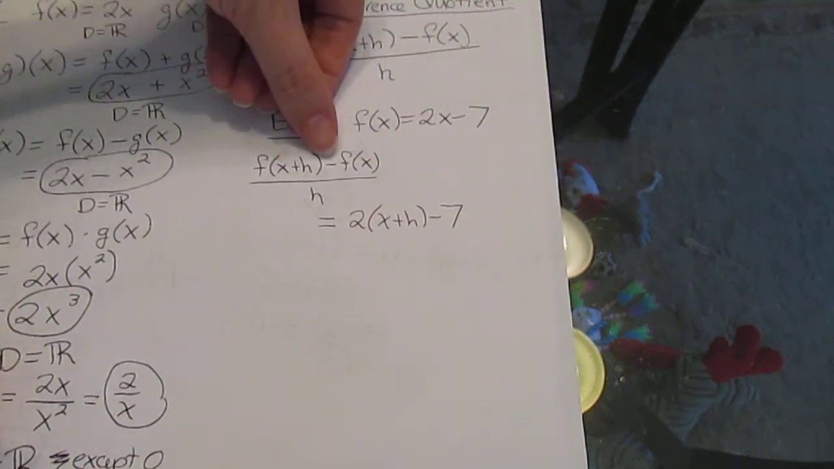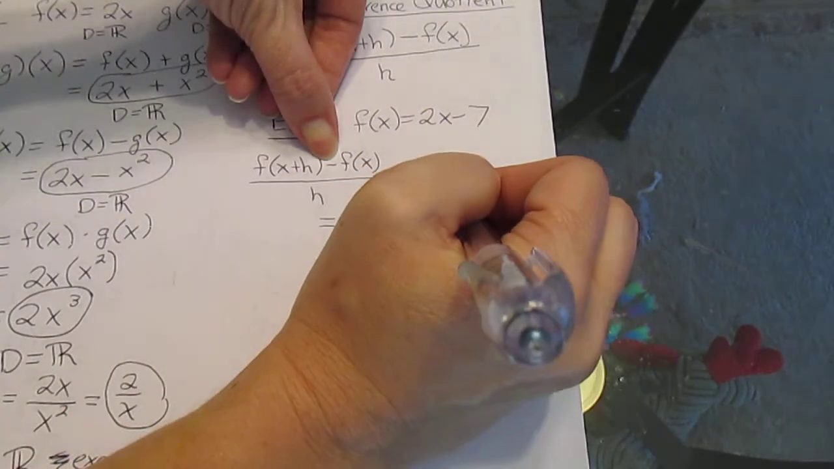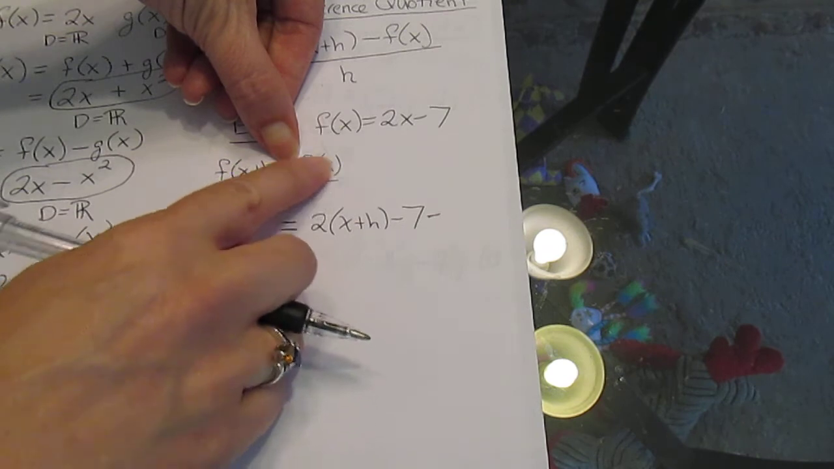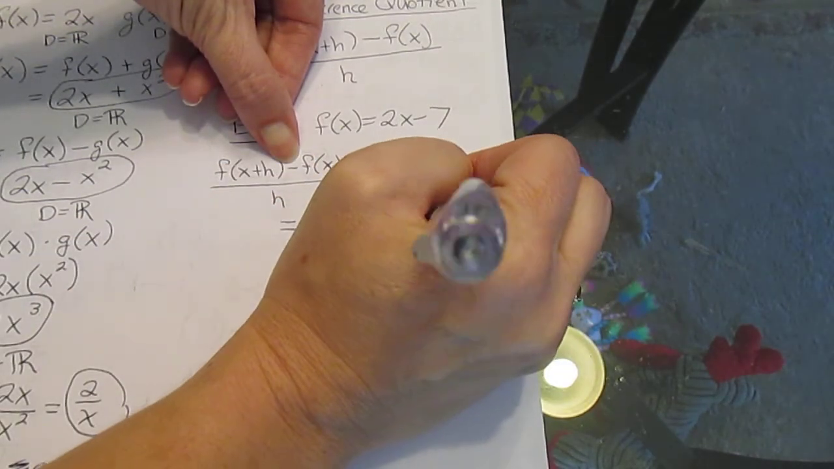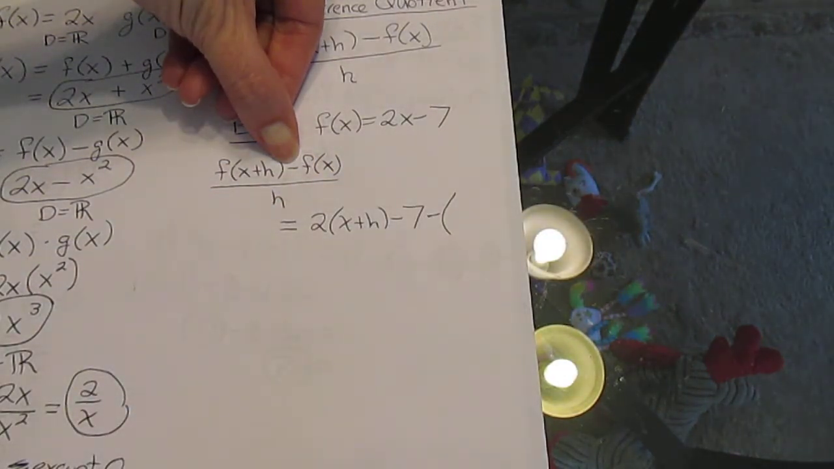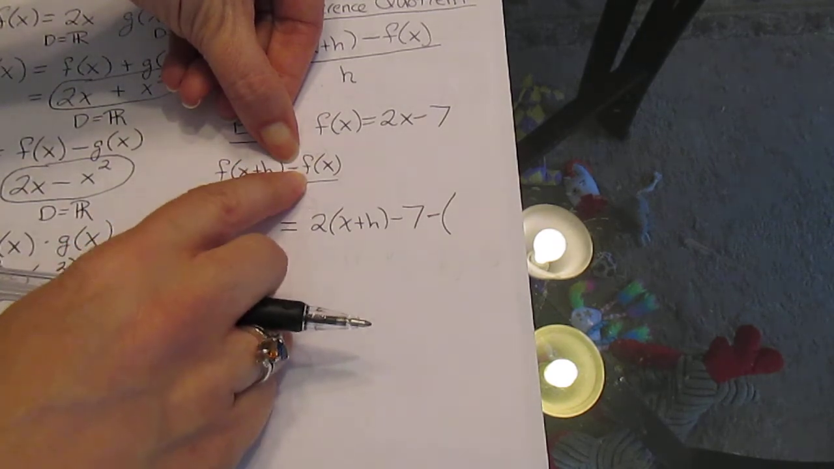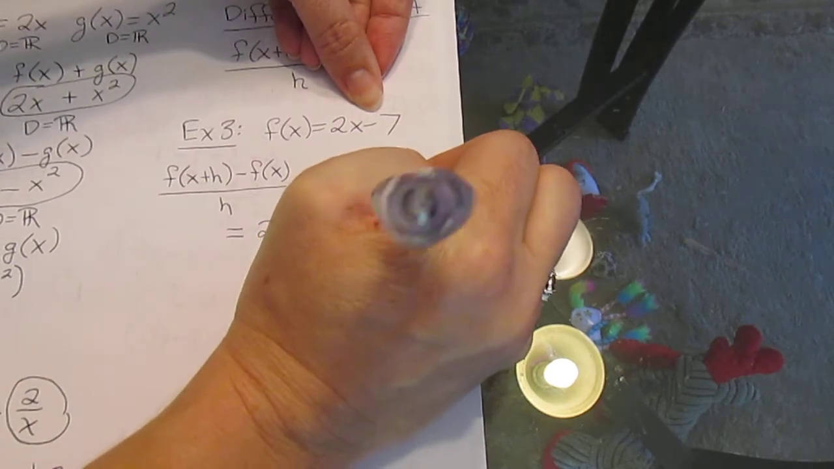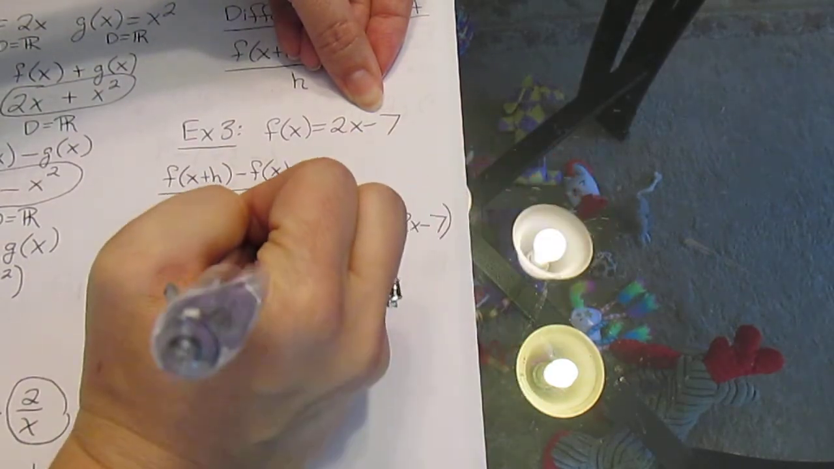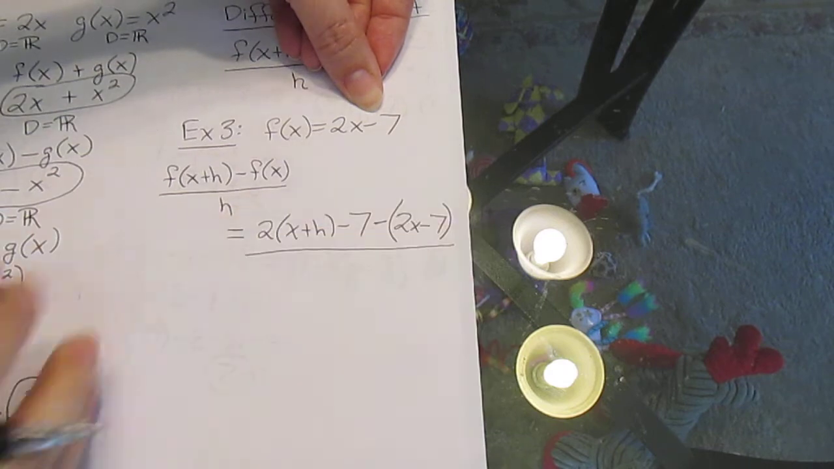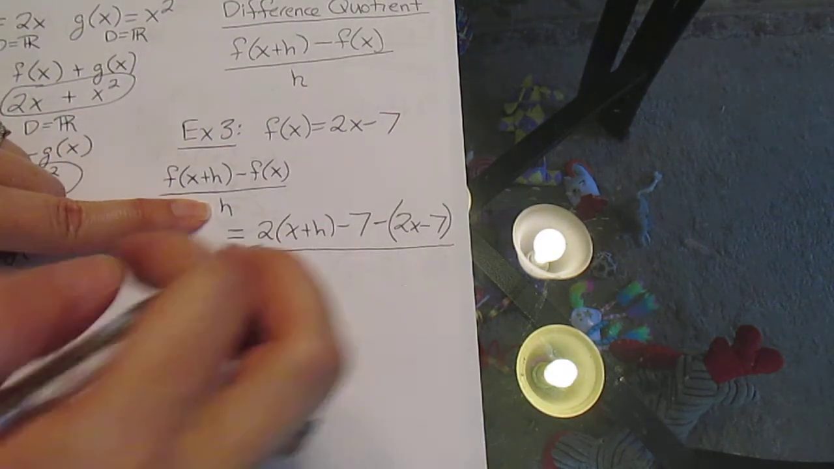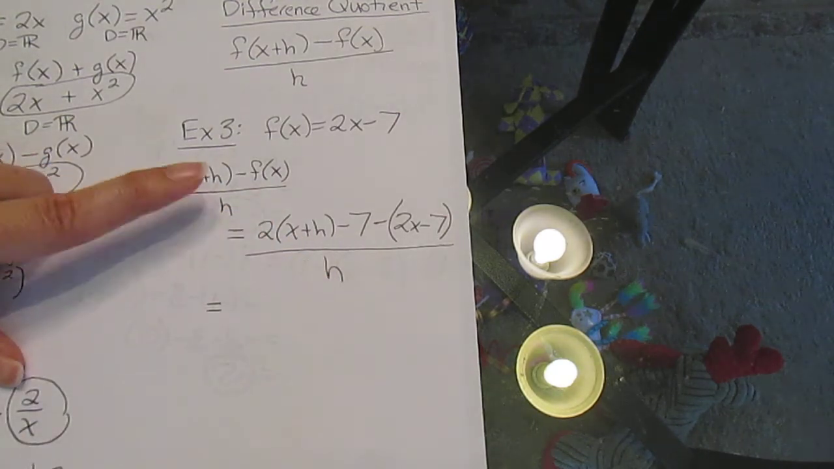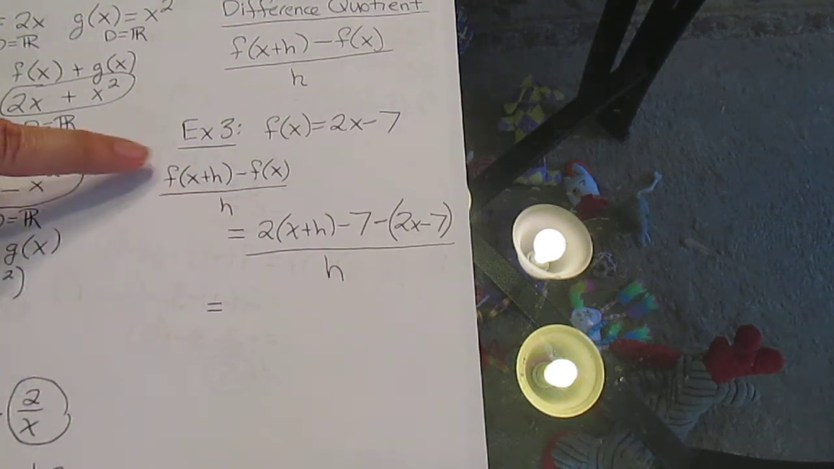And then the next part of the formula says subtract. Okay, well, whenever I see subtract and we're subtracting a whole function after that, I want to put parentheses because I want to make sure I subtract the whole thing. And then it says subtract f of x. Well, that's what they gave us, 2x minus 7. And then all over h. Okay, so here I just did what the formula told me to do.